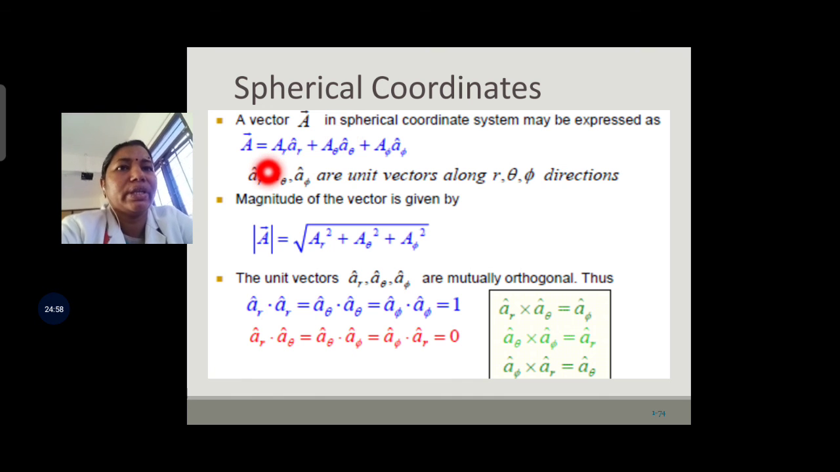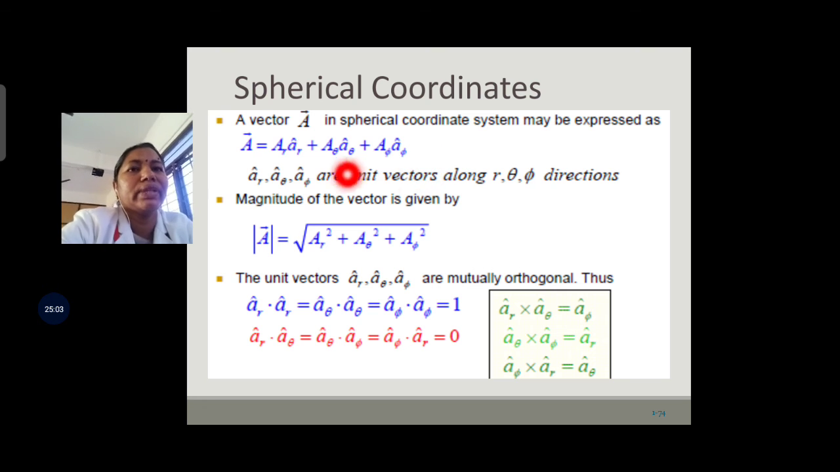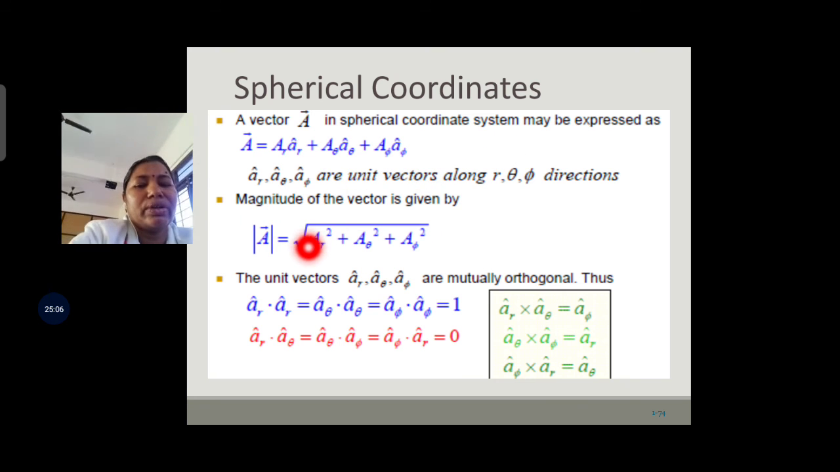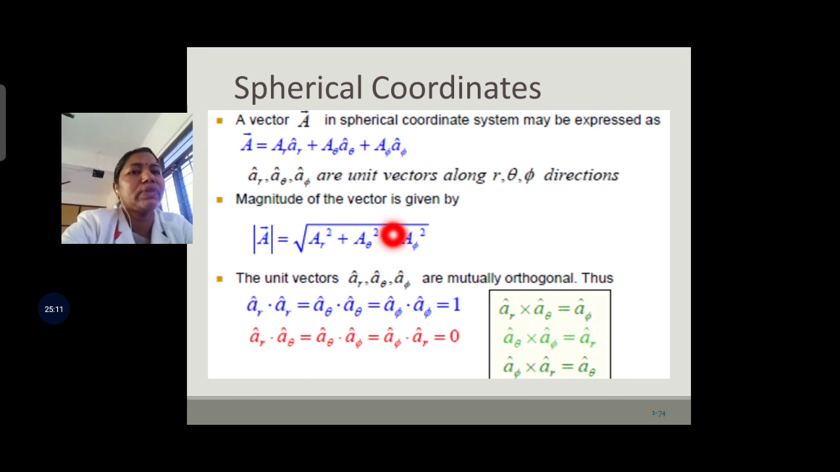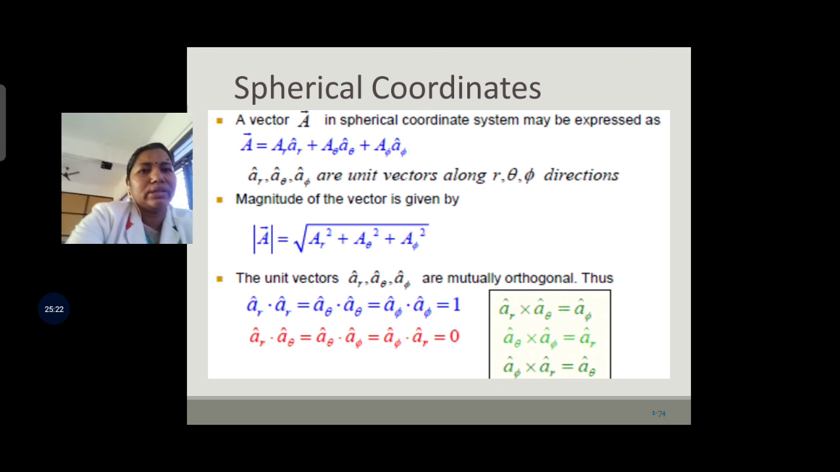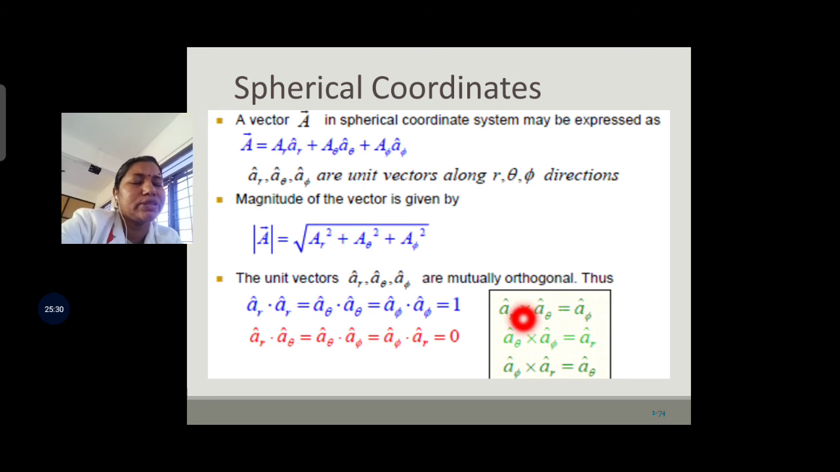So here we have to write the vector A equal to ar, a theta, and a phi. A equal to root of ar square plus a theta square plus a phi square. So r, theta and phi equal to 1. If you take the dot product of different unit vectors, we will get 0. If you take the cross product, r cross theta equal to phi, theta cross phi equal to r, phi cross r equal to theta.